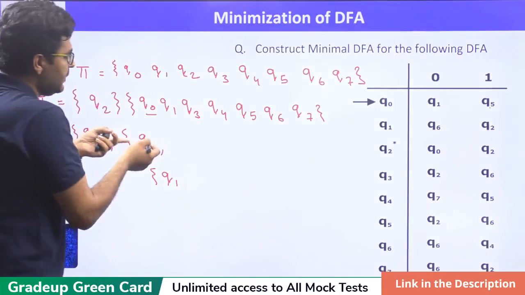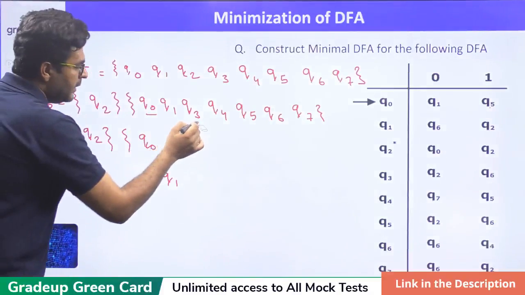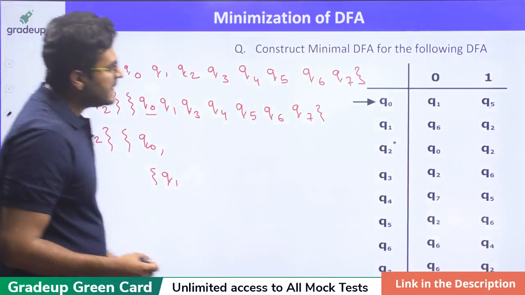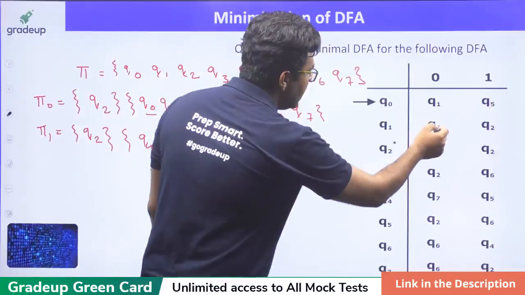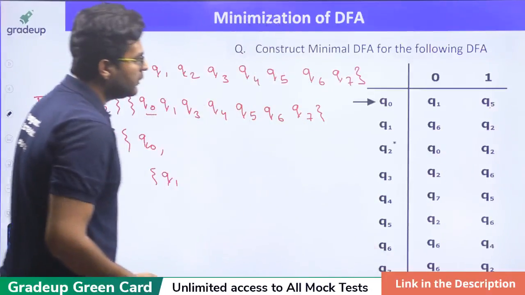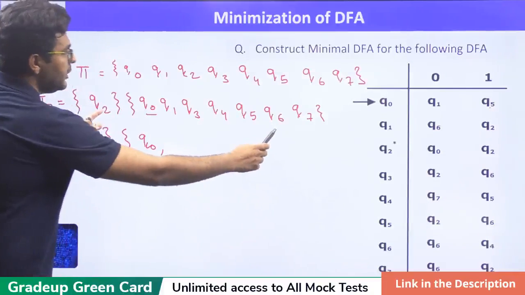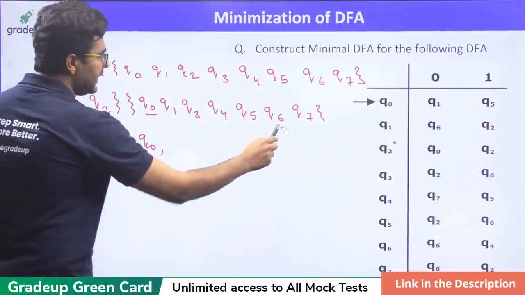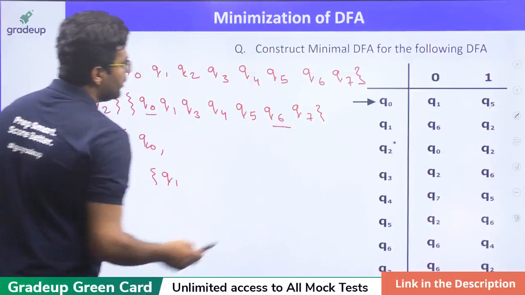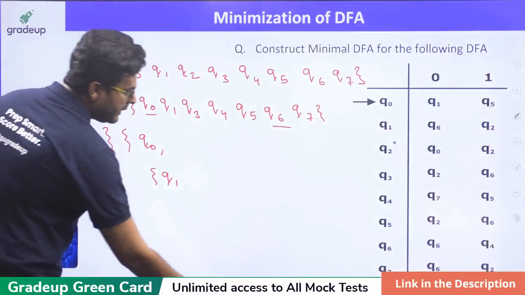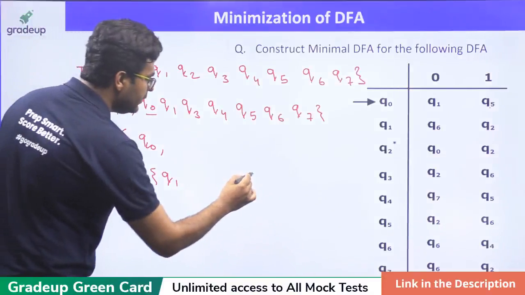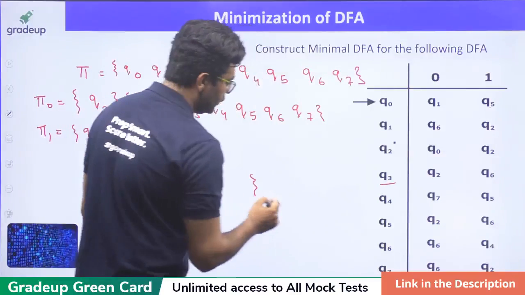So we can't keep it with Q0. Previously I kept it. So where should Q3 be? Can it be with Q1? What do you say, guys? Someone says that Q1 will be with Q3 set. How can you say that? See, Q6 and Q2 are in different sets. So we can't keep it like this because Q6 is a non-final state and Q2 is a final state. We need to create a newer set, for Q3.